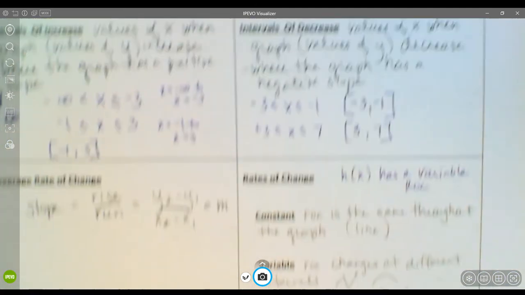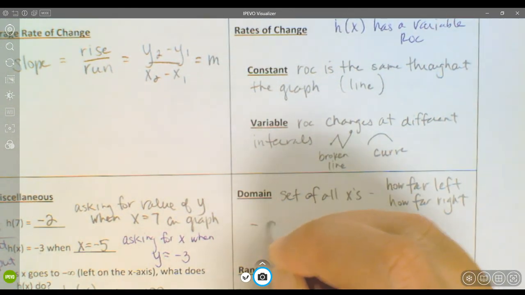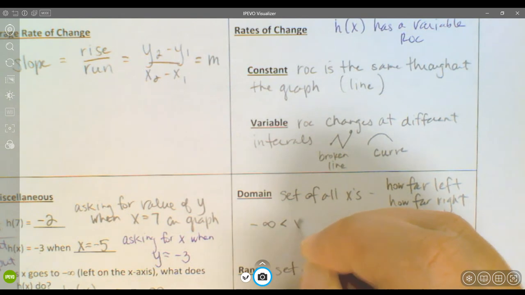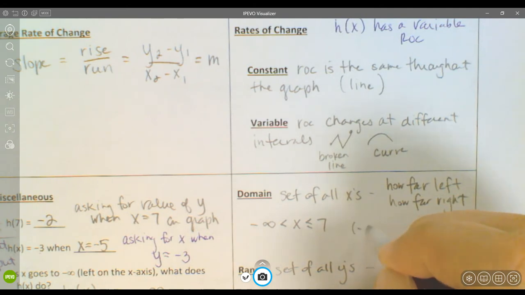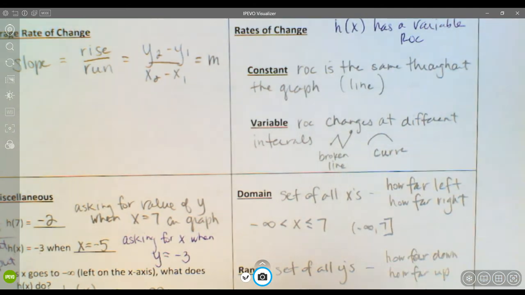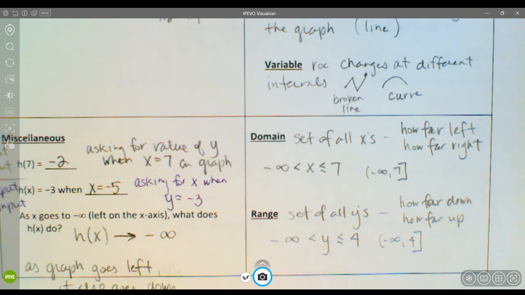So my domain, the set of all of my x's, go from negative infinity all the way up to 7. And remember, we'll do interval. My y's will go from negative infinity all the way to 4. And this is negative infinity to 4 inclusive. My bad. There it is.